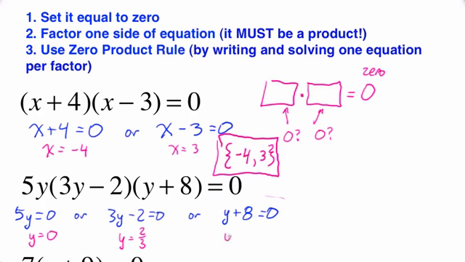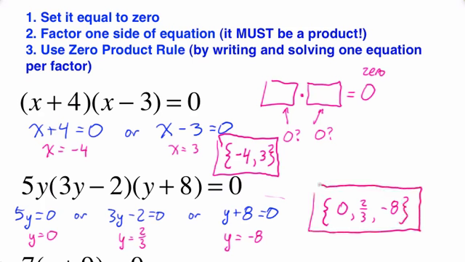Subtract 8 from both sides, y equals -8. So our final answer, again using curly brackets, would be 0, 2/3, -8. And I just put those in the order that I found them, but sometimes some teachers will insist that you put them in numerical order. But that's my solution set.